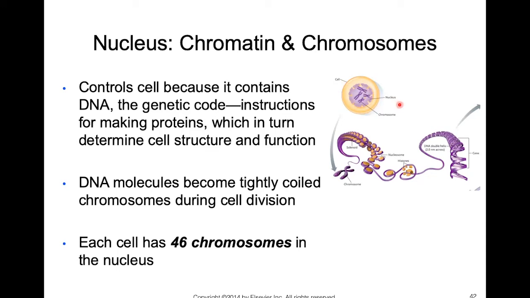Each cell has 46 chromosomes within the nucleus, with the exception of our sex cells. So the gametes each contain half. The spermatozoa contain 23 chromosomes, and the ovum contains 23 chromosomes. And when the sperm fertilizes an egg, the 23 and the 23 come together, and you have a complete 46 chromosomes in that fertilized egg.